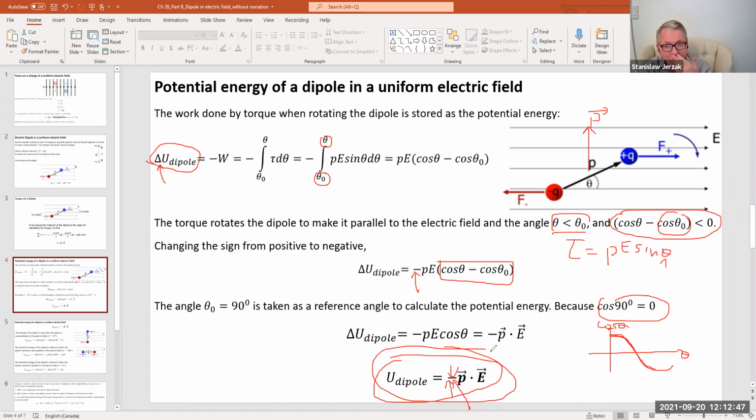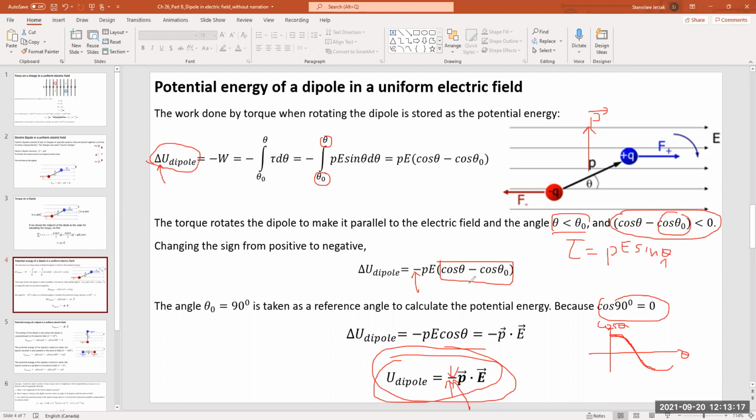So your comments are all very good, and I understand your questions very well, that it's kind of a little bit like almost artificial taking negative sign twice, because if theta 0 is larger than theta, then negative sign could come. But I want to include this explicitly, because that theta 0 would be 90, always 90, and cosine of 90 is 0. You see?